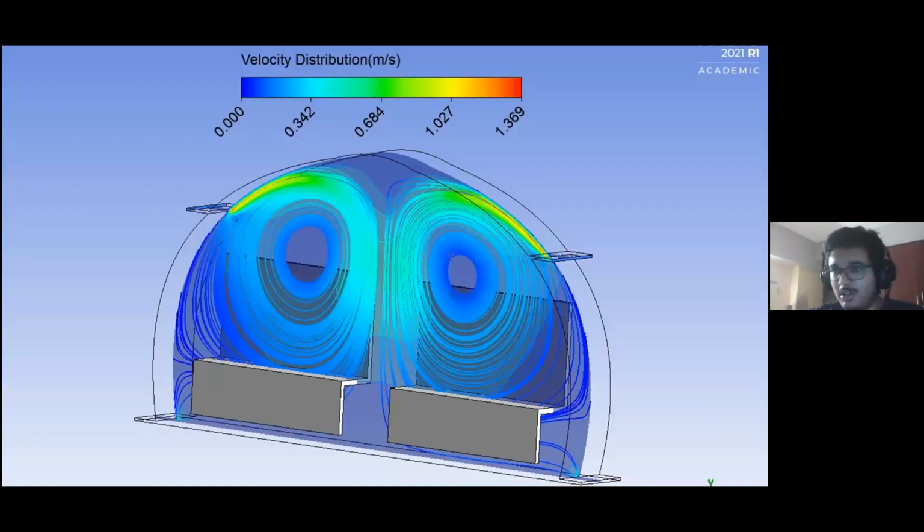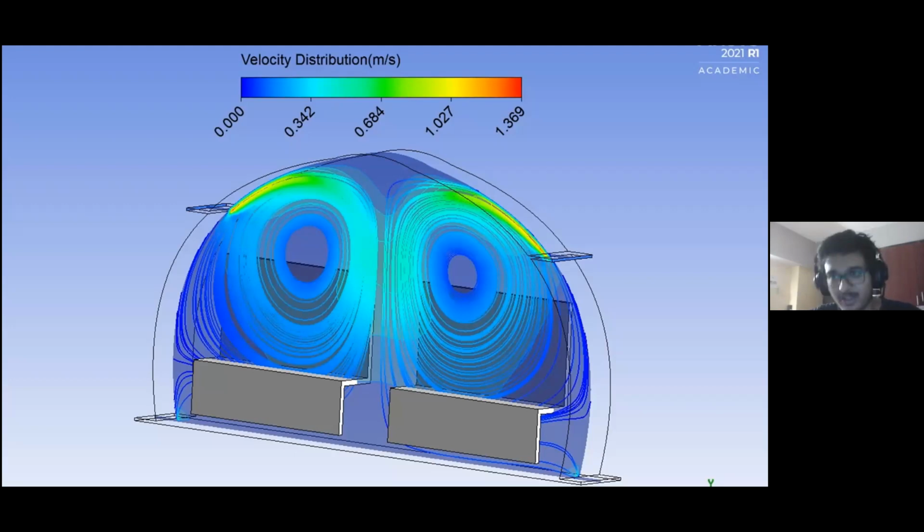So first of all, we got started with the velocity distribution. This is what we saw. As you can see, the air is coming in from the top cabin inlets, and it is going out from the cabin's lower area near the passenger's feet. So it's near the passenger's feet and near the passenger's head as well.